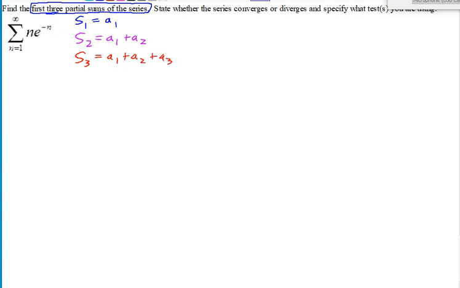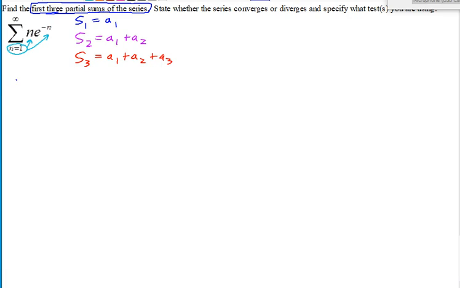So each time you get the next partial sum, it's getting you closer and closer to the infinite series, which goes on forever, has all the terms. So that's what it means by the partial sum series. So let's find that part first and then figure out if the series converges or diverges. All right, so for the first partial sum, you always start with this number, which oftentimes is 1 but not always. Substitute that in for the n's to get the first term.